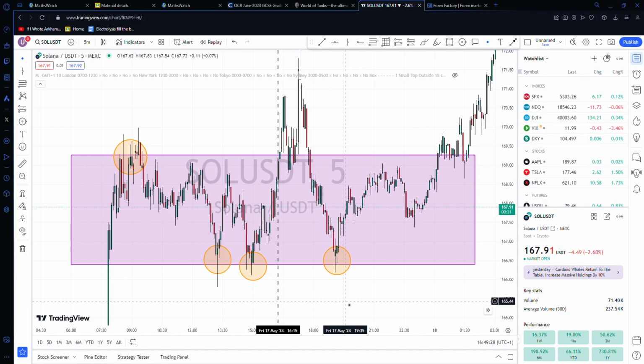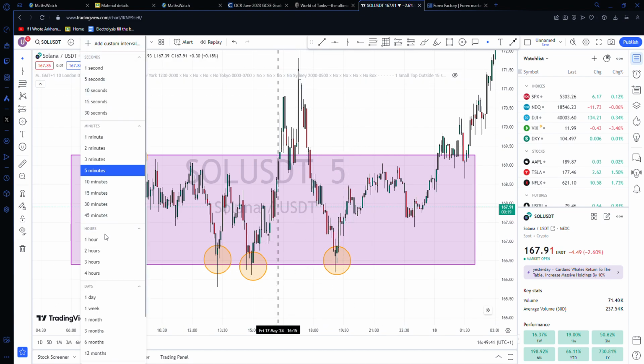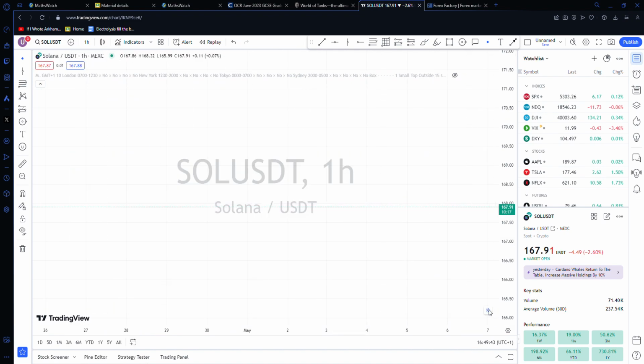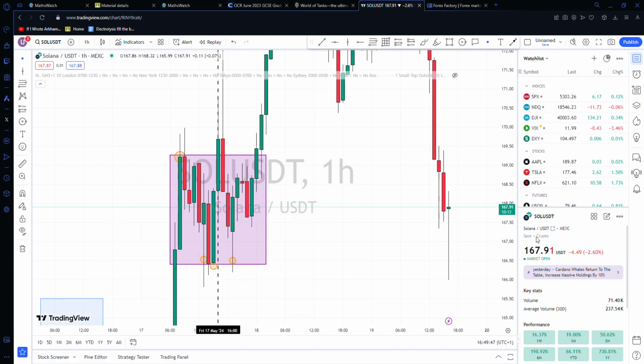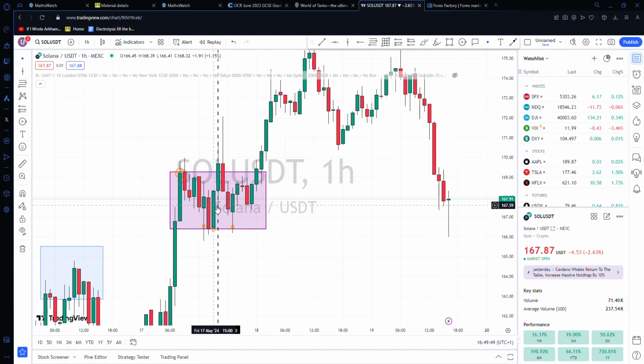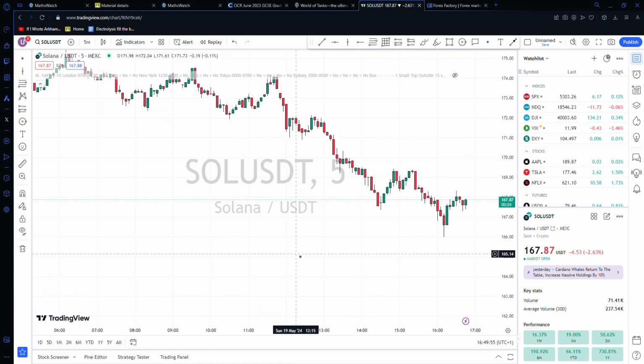So the consolidation box you can draw after this dotted line. Before that you can't tell it's a consolidation yet. After that you can see on the 1 hour, if I go back to the 1 hour, by this candle price had already jumbled in there, so now you can draw a box. And going to the 5 minute.